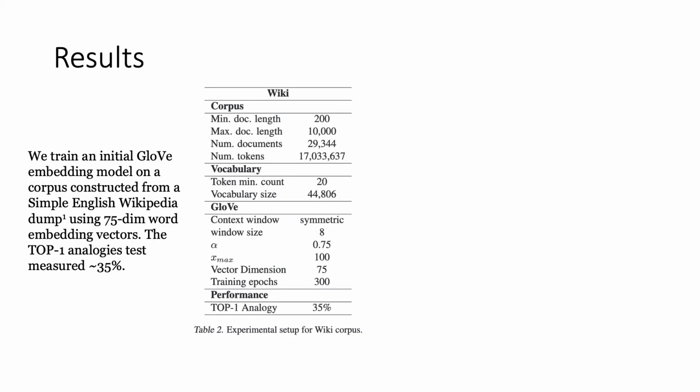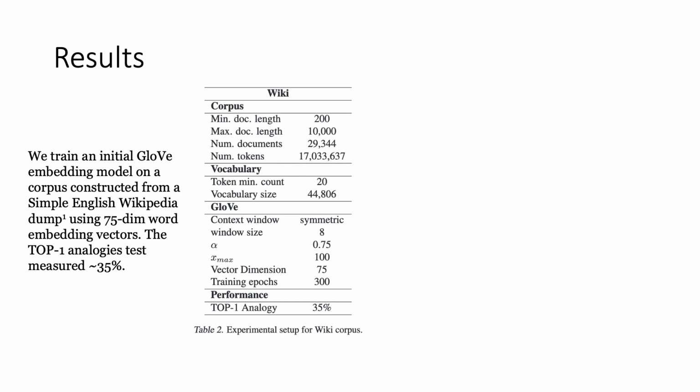So to test this, we train an initial GloVe embedding model on a corpus constructed from a Simple English Wikipedia dump using 75-dimensional word embedding vectors. To start with, we test the top 1 analogies test, and that measured about 35%. That's less than the state of the art, but we're just really concerned with proving proof of concept here.